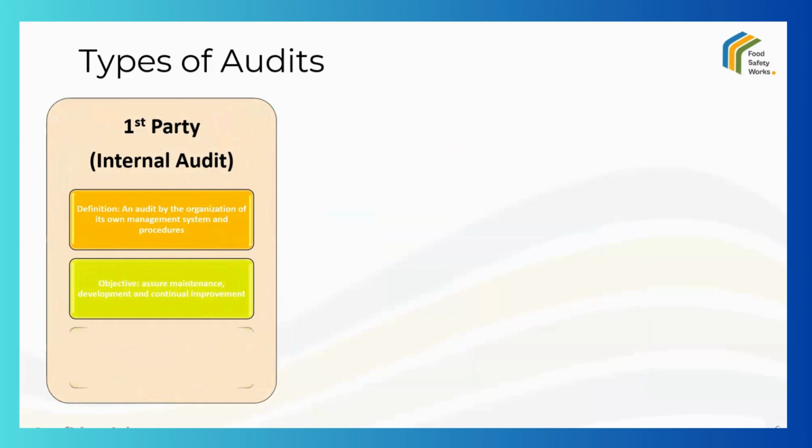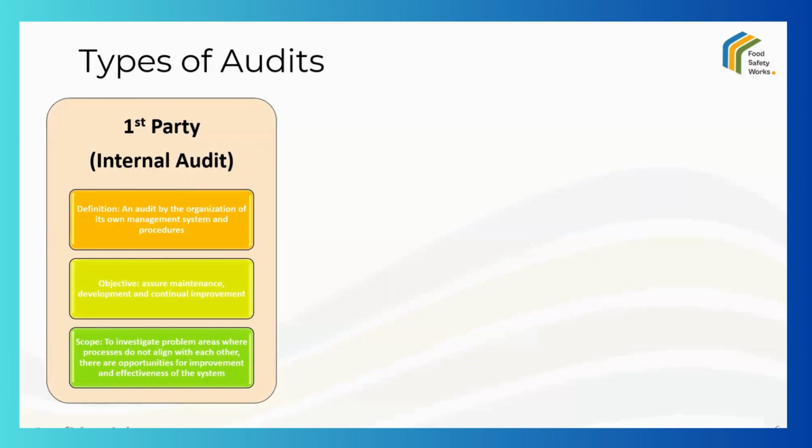The basic objective of your internal, or first party, audit is to check where you stand in terms of improvement, and how you can improve your system in terms of your standard. For example, if you have implemented a new procedure to improve your system, you can do an internal audit and see where you stand. That's the major objective and scope of an internal or first party audit.